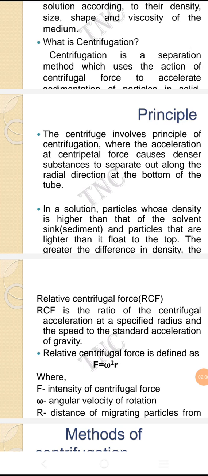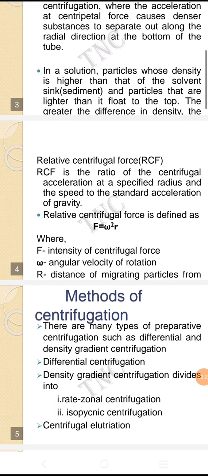In a solution, particles whose density is higher than that of the solvent sink, and the particles that are lighter than it float to the top. So if the particle density is higher than the solvent, the particles will sediment, and the lighter ones float to the top. The greater the difference in density, the more it will sediment at the bottom.